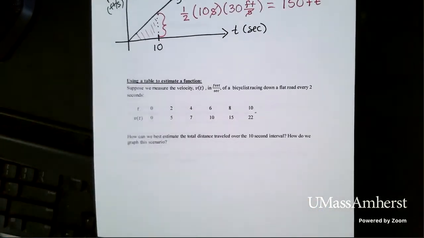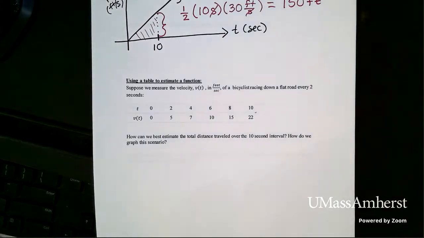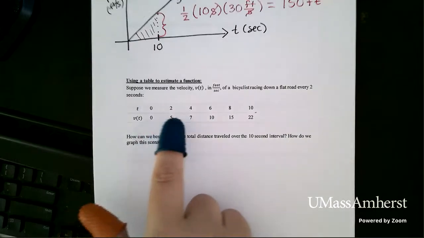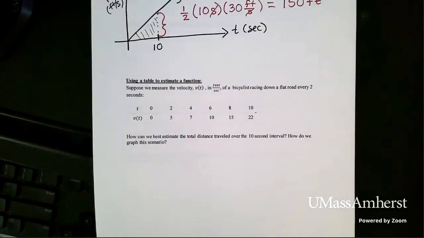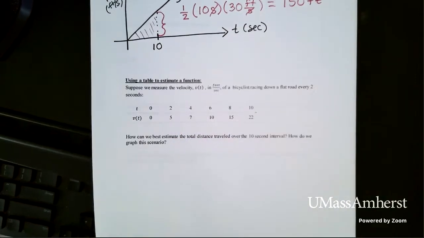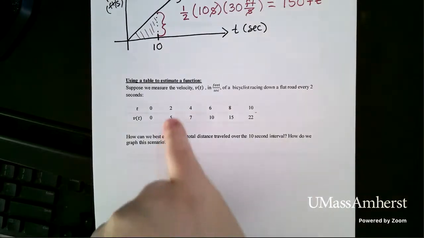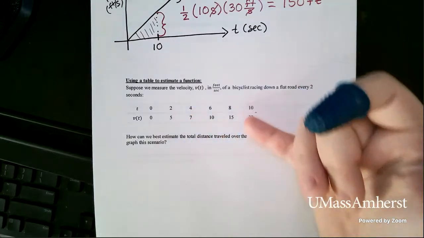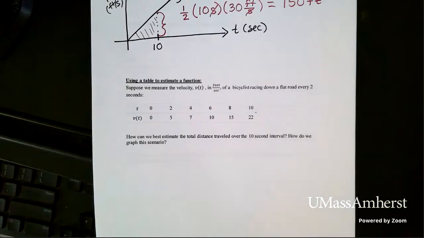So consider this situation. Imagine that you are in a bike race and whoever goes the farthest over 10 seconds wins $1 million. We're going to measure your velocity in feet per second on a flat road that you're biking down, and we're able to measure your velocity every 2 seconds. So this is what the data looks like. At time equals 0, you're not moving yet. The bell goes off and you start riding. After 2 seconds, you're going 5 feet per second. After 4 seconds, you're going 7 feet per second. After 10 seconds, you're going 22 feet per second.